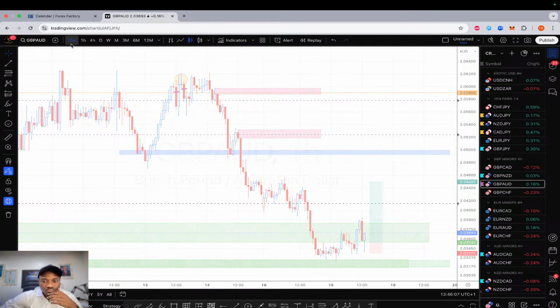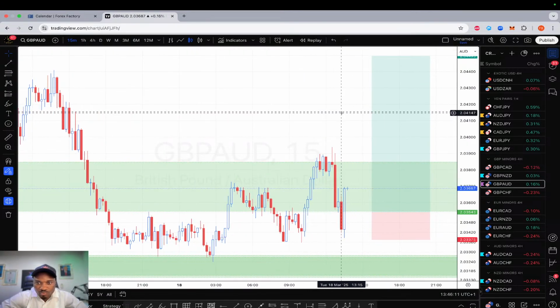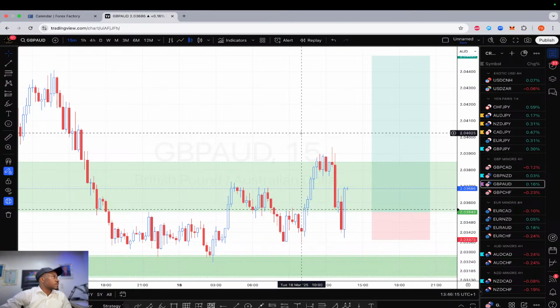So let's see if price can give us a push into this level, then that would be nice. So that is what I can see on the British pound sterling paired against the Australian dollar.